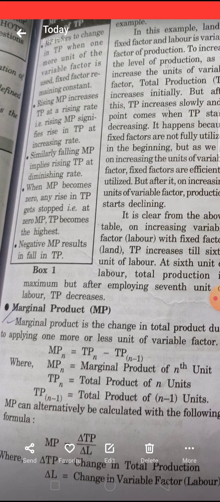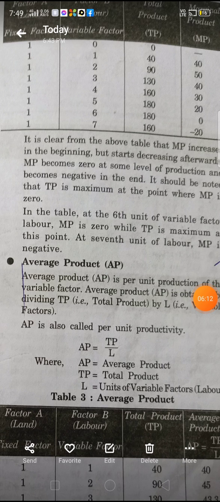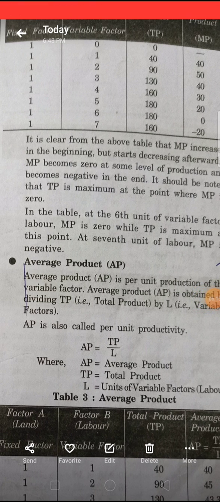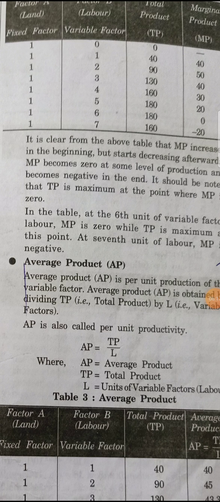Right? So MP can alternatively be calculated as the change in the total product divided by the change in the variable factor, that is labor. It can also be said that way. But here the table of MP is given, which shows factor A, that is land, factor B, that is labor, then the total product, and then the marginal product, as we have already calculated the marginal product from the total product table.